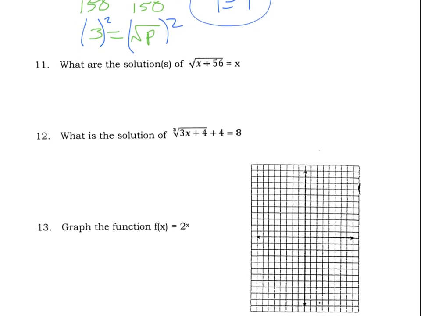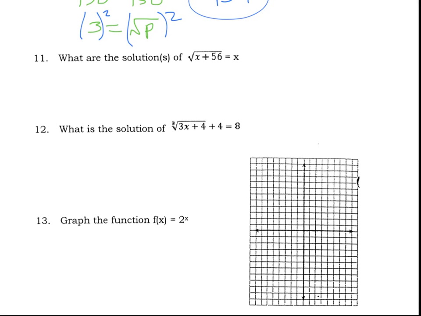Okay. A little bit more with solving with square roots here and other roots as well. In number 11, you will notice that we have a square root equaling x. So the key thing here is going to be to get rid of that square root. Now the square root's already by itself. So I'm going to go and square both sides because square and square root cancel. When I do that, I will end up with x plus 56, see the square root just goes away, equals x squared. Now the tricky part here at this point is that I'll notice that I have a quadratic.